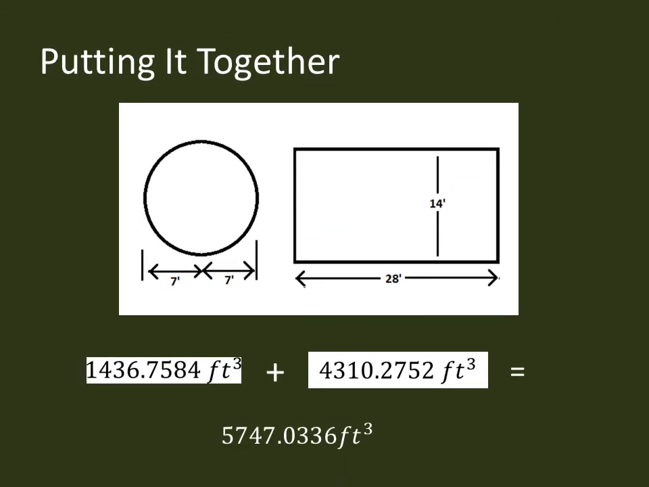Now we can add together the two volumes of the parts of our tank. Taking the volume of the ends and the volume of the central cylinder, adding them together, we come up with a total volume of 5,747.0336 cubic feet.